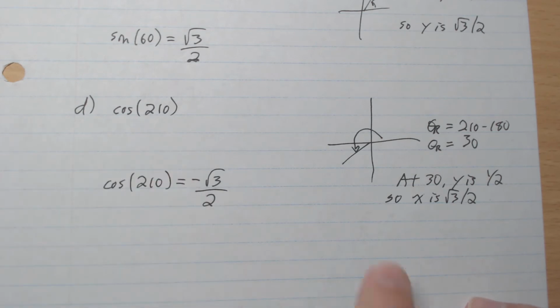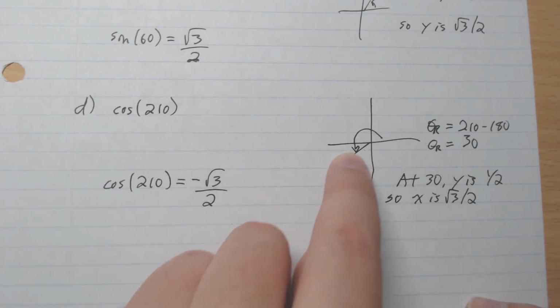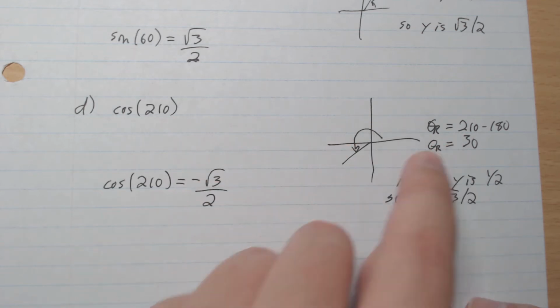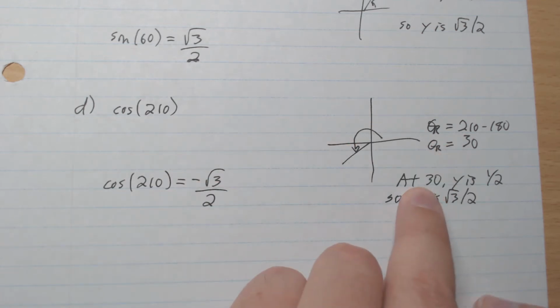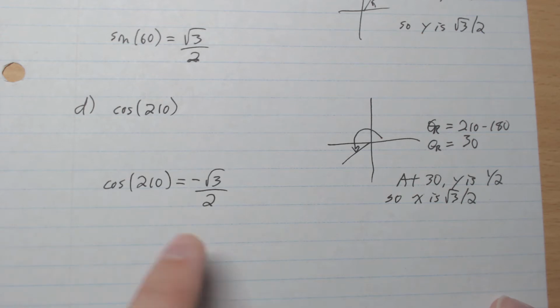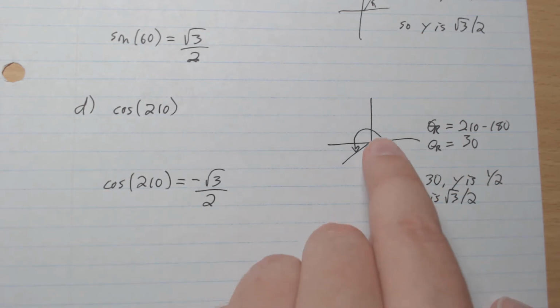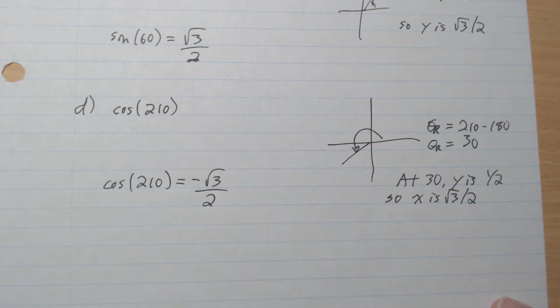Okay, D, cos of 210. So we draw our angle here at 210. This is 210 minus 180 gives 30 as our reference angle. At 30, y is a half, but we're looking for the x, and so x is root 3 over 2. We notice that x is negative like this, and so cos of 210 is negative root 3 over 2.